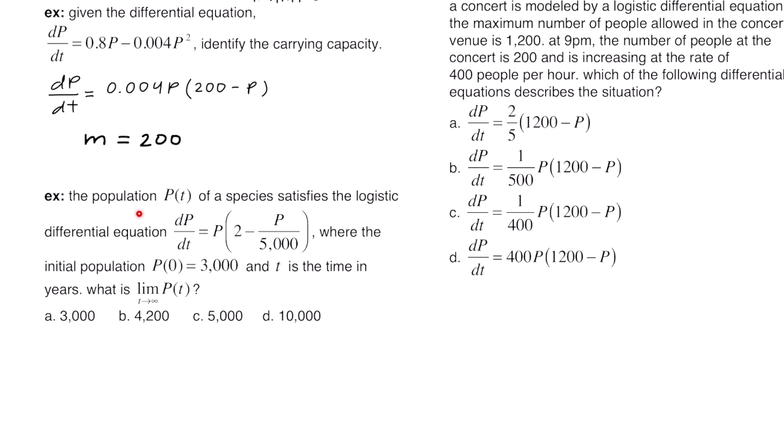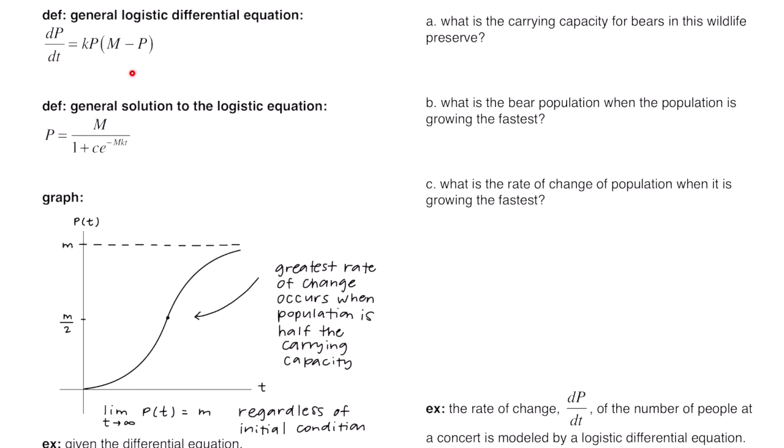This example says the population P of t of a species satisfies the logistic differential equation dP/dt equals P times the quantity 2 minus P over 5,000, where the initial population P of 0 equals 3,000, and t is the time in years. What is the limit as t goes to infinity of P of t? Again, when you have a logistic differential equation of this form, its solution looks like this, and when we graph this curve, you get this graph. Regardless of the initial condition, the limit as t goes to infinity of P of t equals M, and M is the carrying capacity.